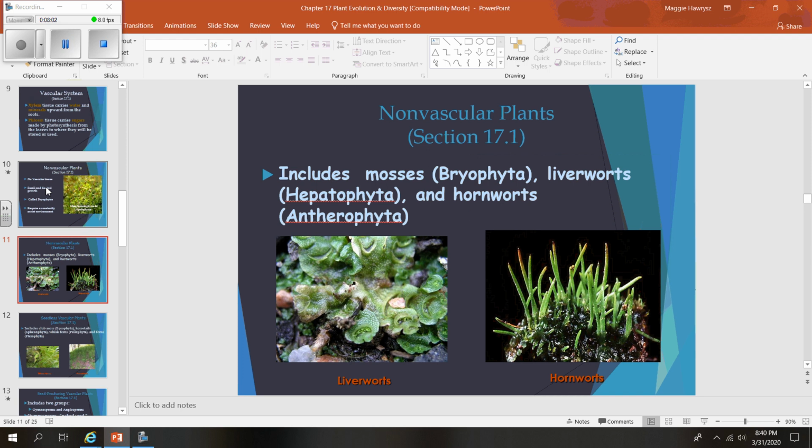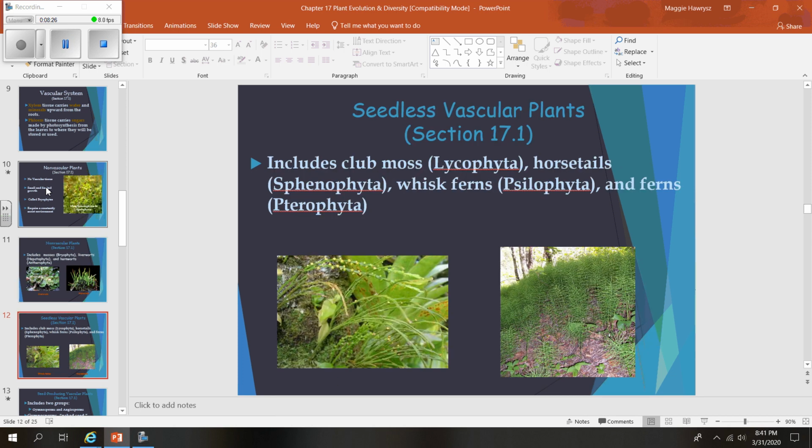Non-vascular plants also include mosses, liverworts, and hornworts. So these are plants that are also limited in growth, but are able to grow a little taller than the moss. But because they don't have any vascular tissue that can carry nutrients up through the plant, they have to rely on other sources, like absorption from the ground or the organism that they're living on.